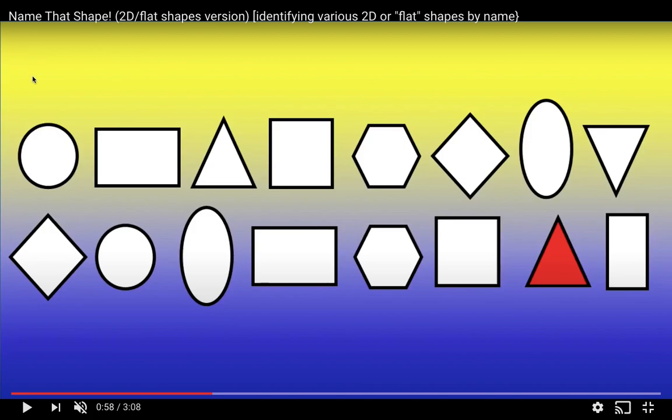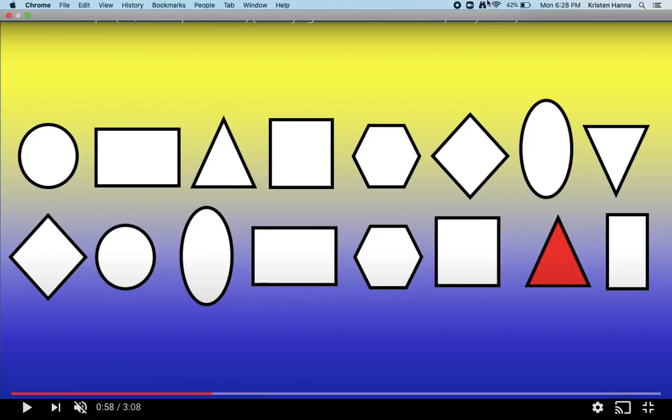Ready? Circle, rectangle, triangle, square, hexagon, rhombus, oval, triangle, rhombus, or it could even be no, it's a rhombus, circle, oval, rectangle, hexagon, square, triangle, rectangle. Did you get them all? That's great. That's pretty tricky.